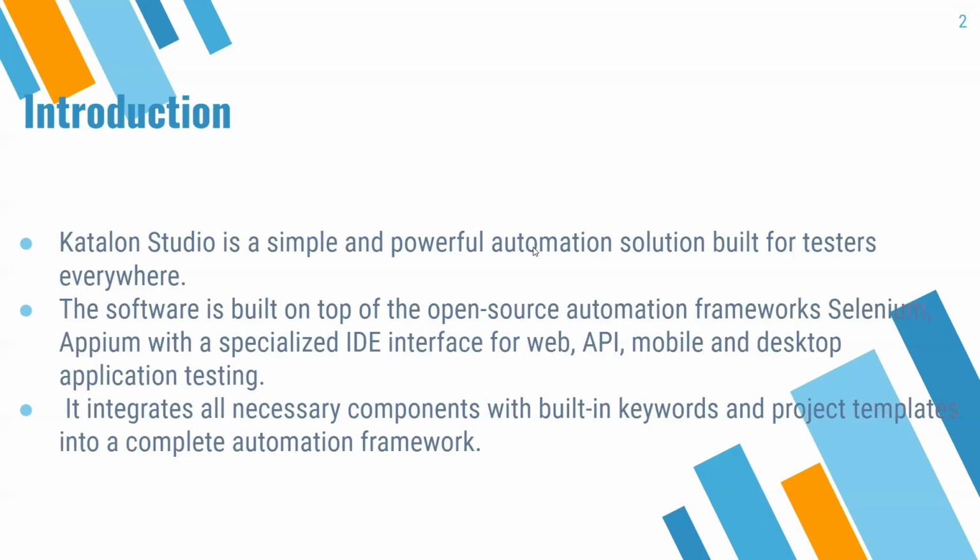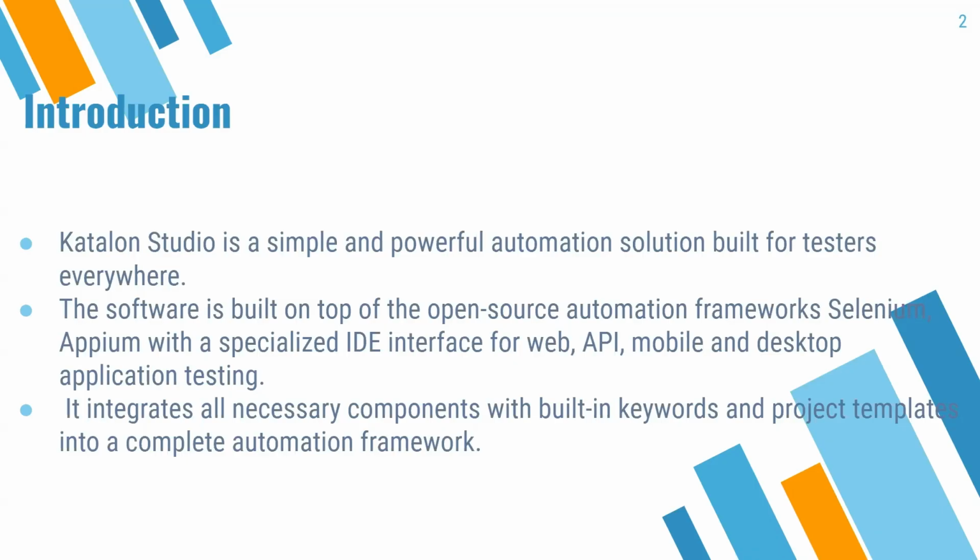So first, let's understand what Katalon is basically. Katalon is a simple and powerful automation solution built for testers everywhere. The software is built on top of open source automation frameworks like Selenium and Appium, with a special IDE interface for web, API, mobile, and desktop application testing. That means Katalon Studio is built on top of all the automation frameworks related to web, API, mobile, and desktop. So we can use it on all these four platforms. That's the beauty of Katalon Studio.